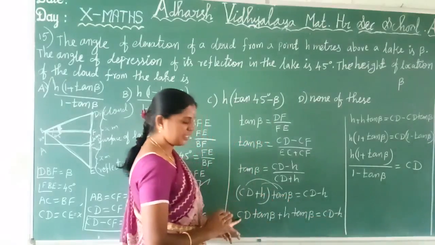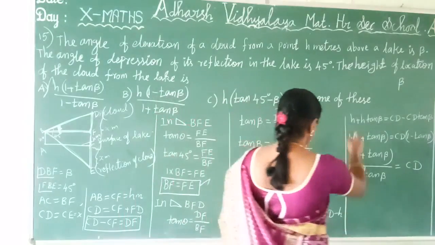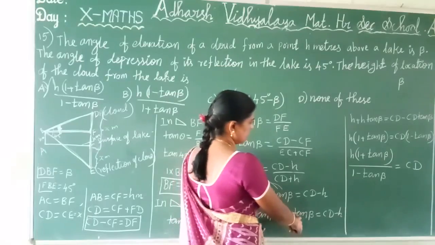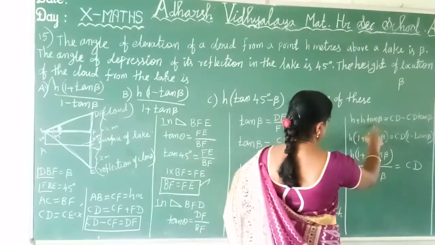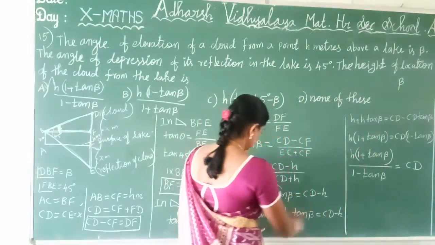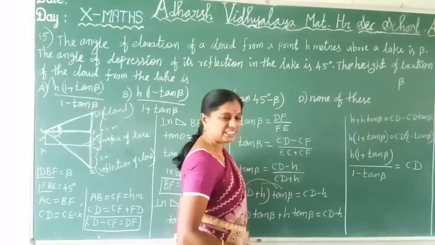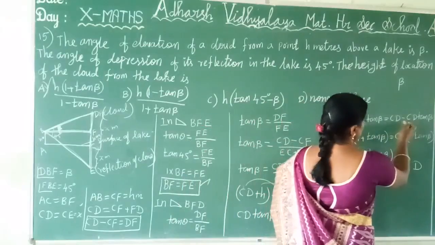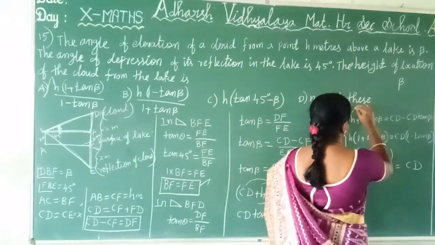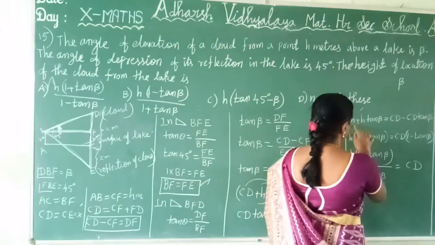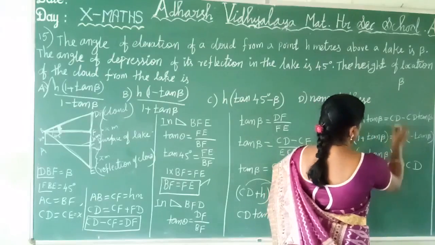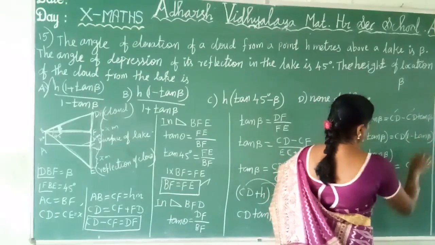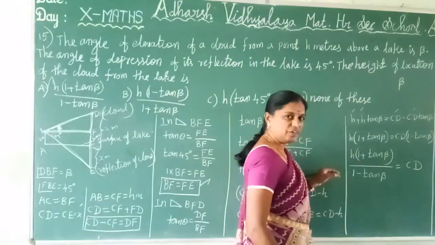Next, collect CD terms and H terms. Minus H comes to this side as plus H, and H tan beta is already on this side. So H plus H tan beta is equal to CD on the opposite side: this CD goes to the opposite side as minus CD tan beta. So H plus H tan beta is equal to CD minus CD tan beta. Here H is common in these two terms, so H times 1 plus tan beta. Here CD is common, so CD outside, remaining 1 minus tan beta. Clear?